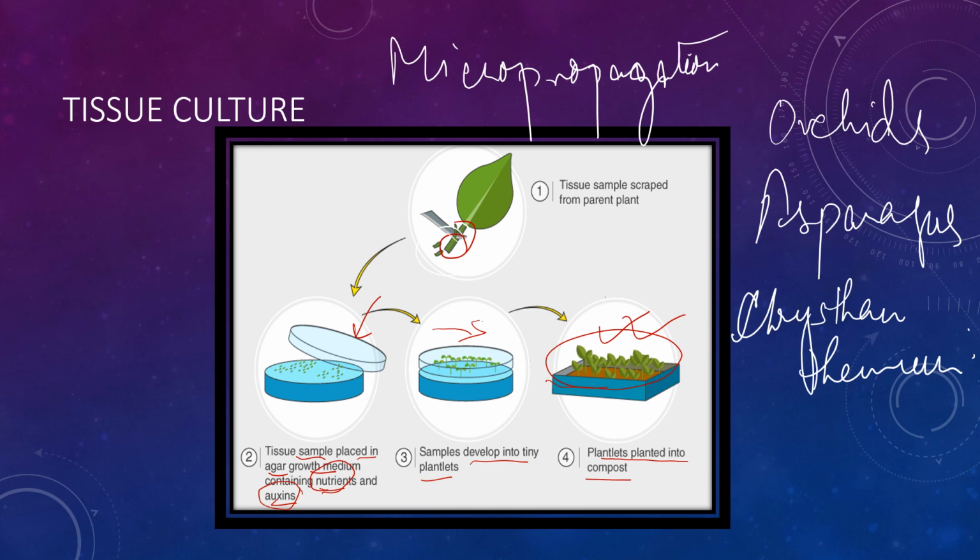A part of the plant sample is taken in a petri dish with a suitable hormone and nutrients in agar growth medium or any other growth medium, where the samples develop into plantlets, and these plantlets are then planted into soil or pots where they grow into mature full plants, right? So this is all about tissue culture. Now we are going to discuss the advantages and disadvantages of this type of propagation.